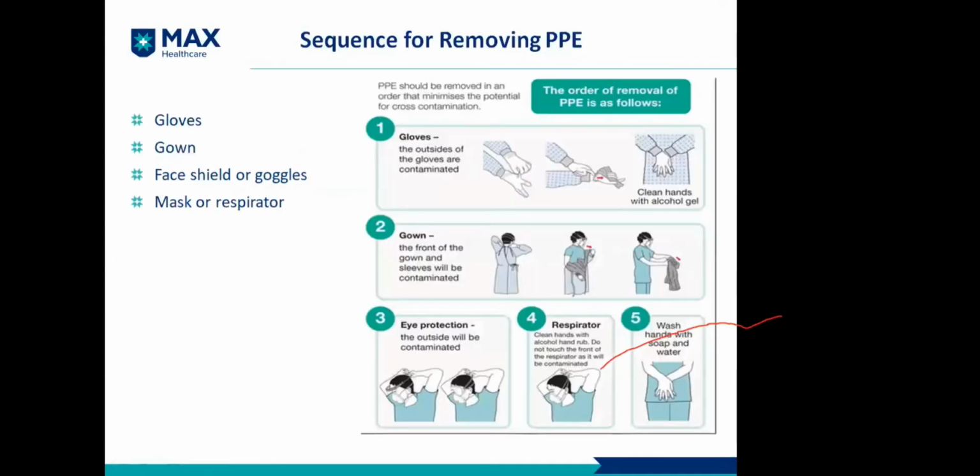So for the sequence of removing PPE, the most contaminated things, the things worn last, need to be taken out first. Gloves we wore last, so we will take out gloves first, and then the gown will be taken off because that is more contaminated than the face shield, mask and respirator. This is how we usually do it. In COVID, there was a practice of wearing 2 kinds of gloves, so the outermost gloves need to be removed first.